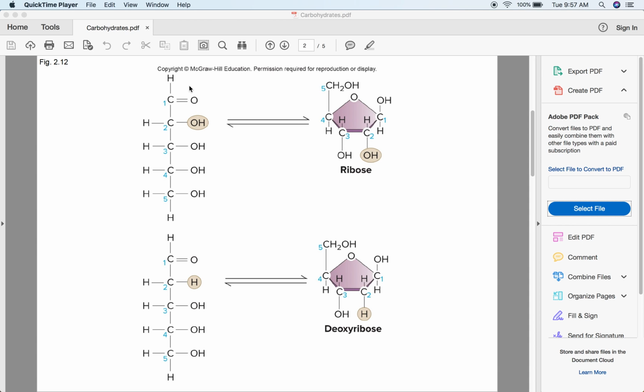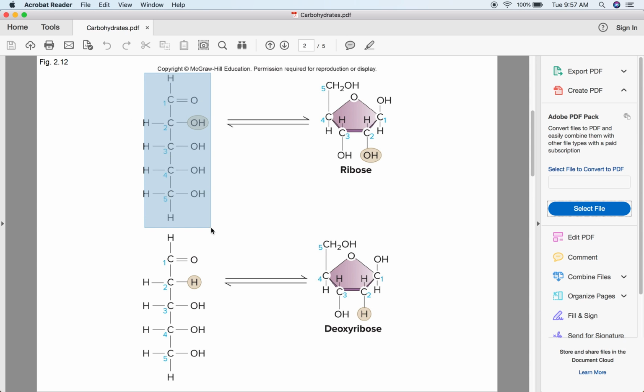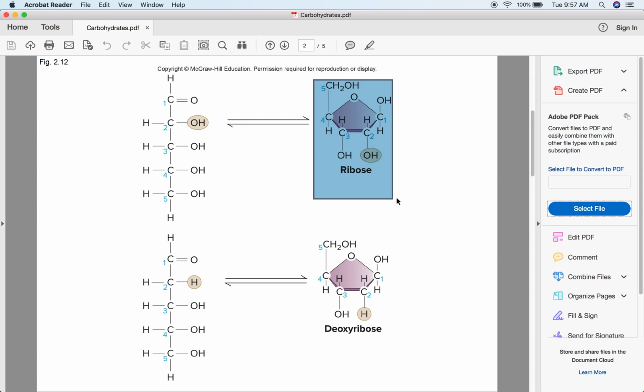So a sugar, or a monosaccharide, which we're looking at here, all right, this is the linear form of the sugar, but if you throw it in water, it will circularize and it'll look like this. And so this is ribose. All right, it's a 5-carbon sugar. Each of the carbons is labeled here, 1 through 5.